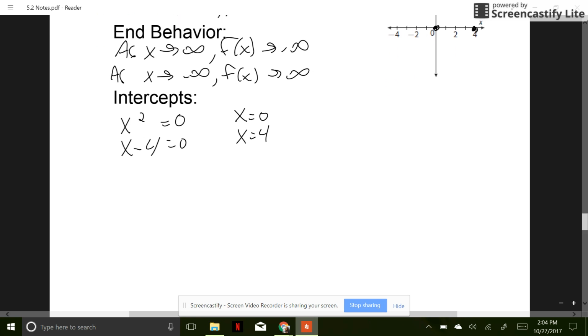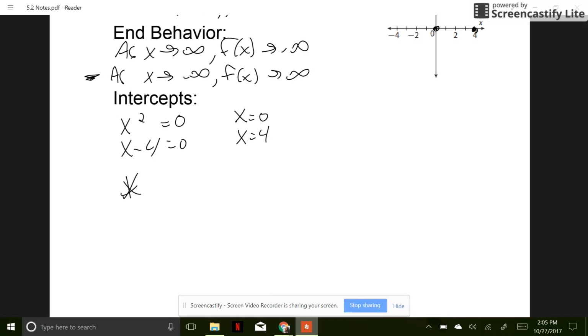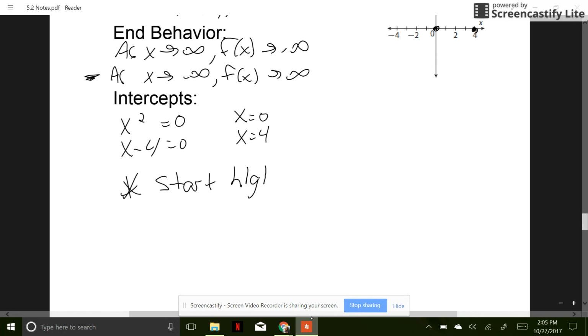So now we're going to use our end behavior to figure out what's going to happen. So again, we're working left to right, so we want to actually look here first. So as x goes to negative infinity, as we're on the left side of our graph, f of x goes to positive infinity, so that means we're going to start high. And as we move to the right, as x goes to positive infinity, f of x goes to negative infinity, so we're going to end low.